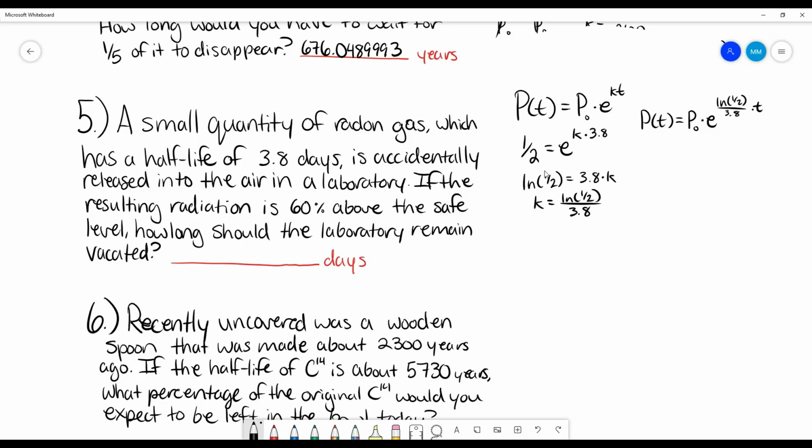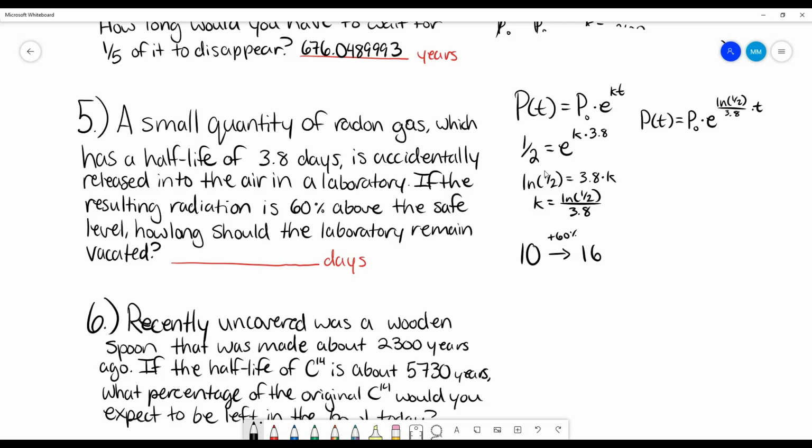Okay. And now I know that the current radiation is 60% above a safe level. So again, because we don't know those exact values, we do want to use ratios, which makes it really good that they've given us this percentage. So let's say our safe level is maybe 10, right? 10 what? I don't know. Doesn't matter. Just say 10, because it's nice and easy to work with. 60% above that is going to be 16, because 60% of 10 is 6. So 60% above the safe level of 10 is going to be 16.